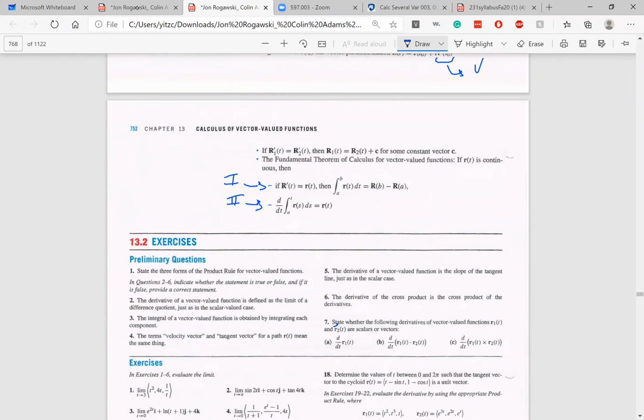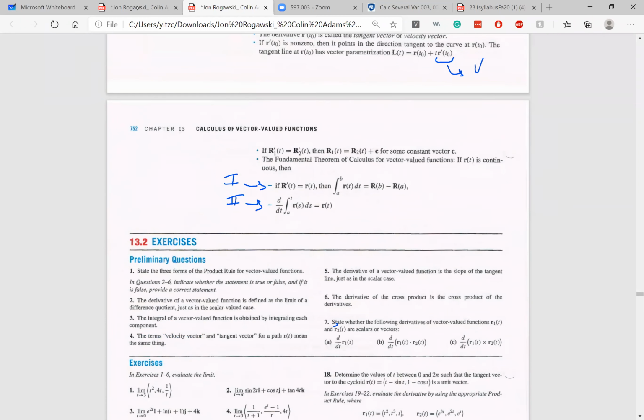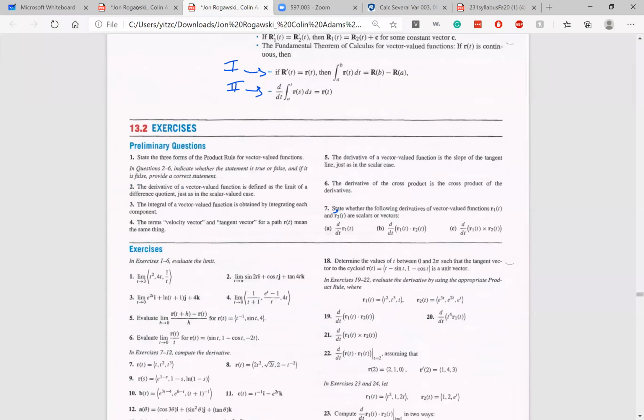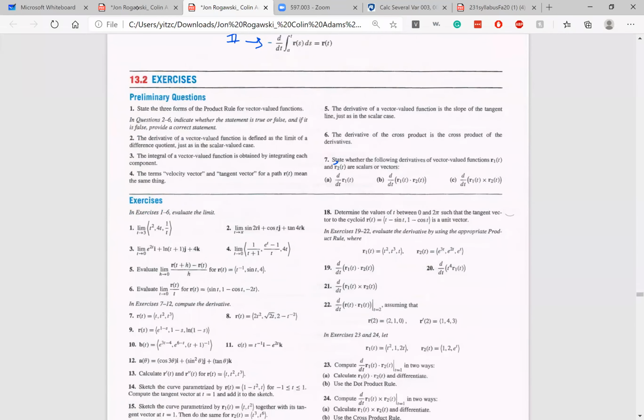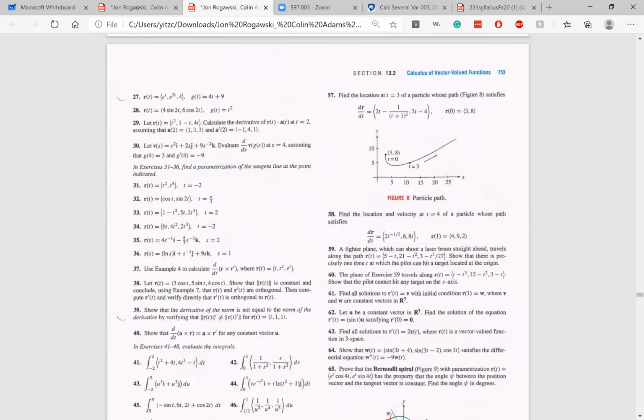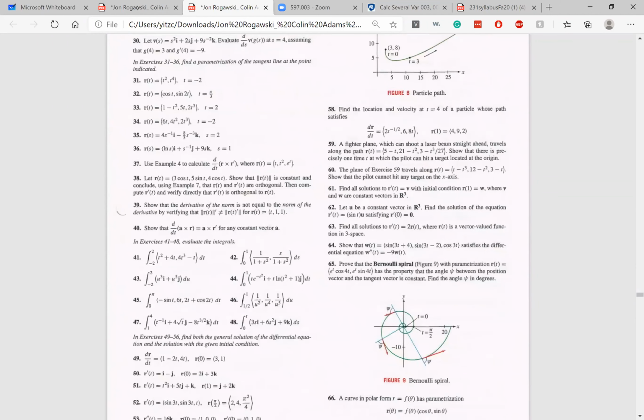Any questions about this? We're going to stop here. Next time, we're going to continue with the arc length.